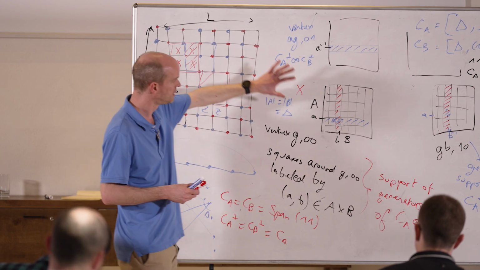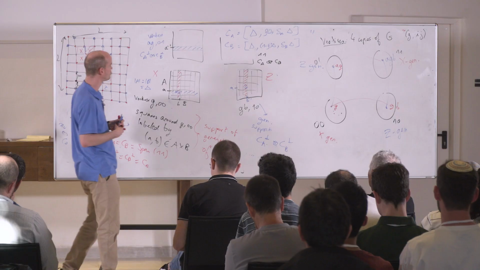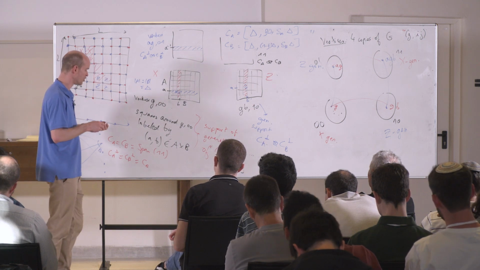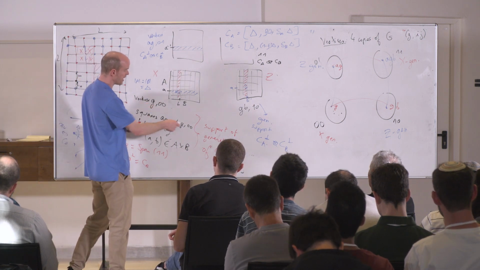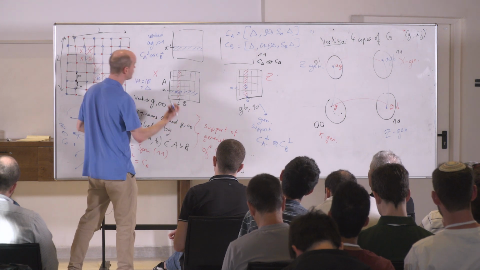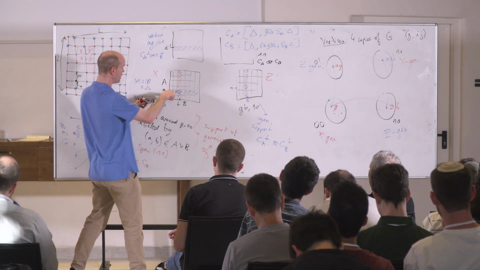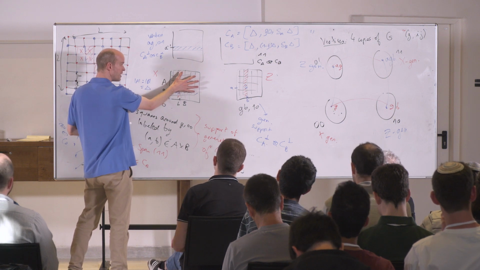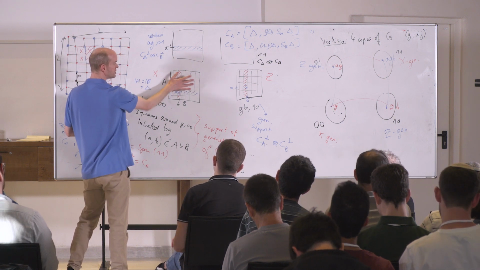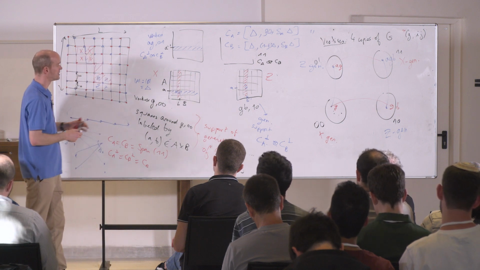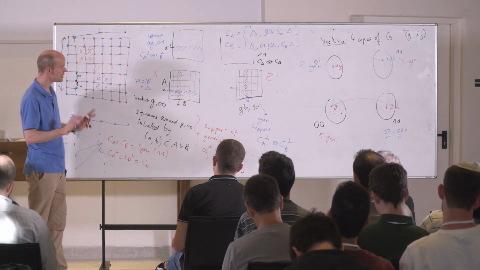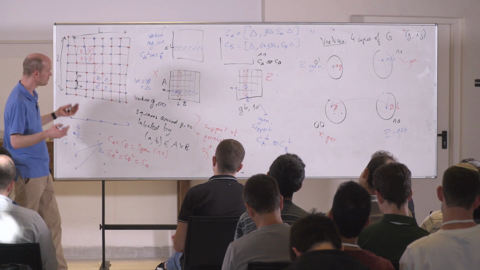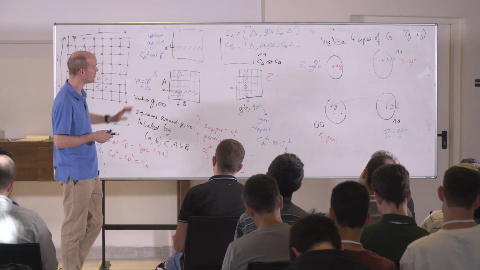You get a well-defined quantum code because everything commutes. It's an LDPC code because all your generators have weight at most delta squared. All the generators have support inside one of these things, which have size delta times delta, so they have constant weight. So this defines a quantum LDPC code.